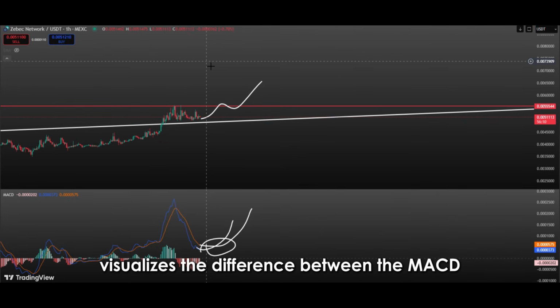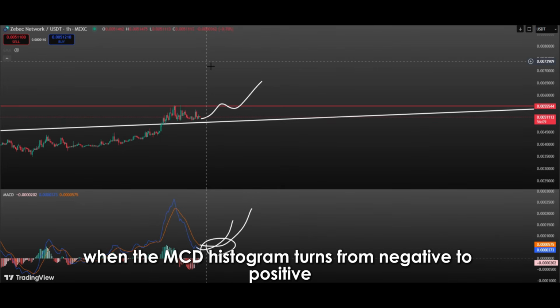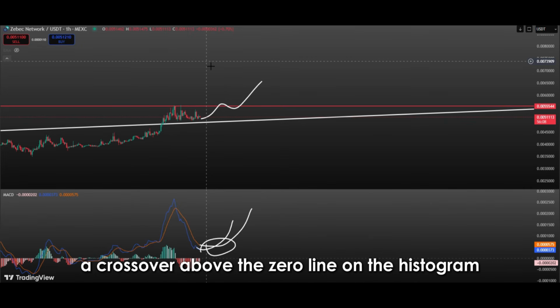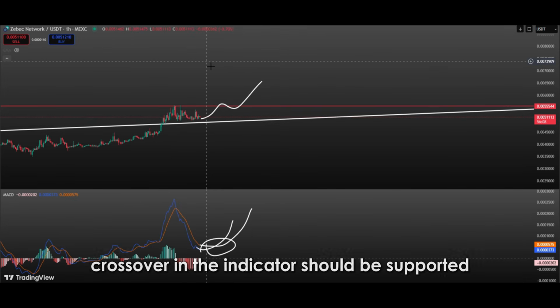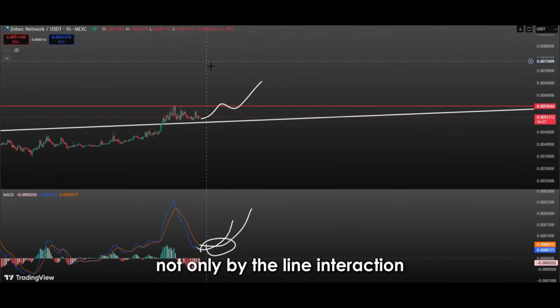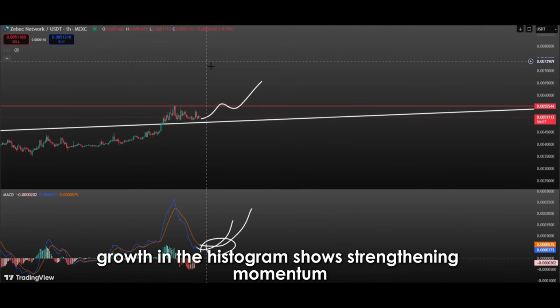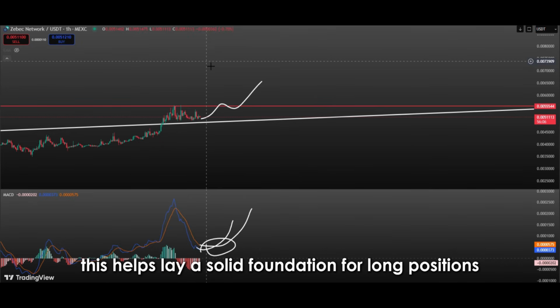The histogram visualizes the difference between the MACD line and the signal line. When the MACD histogram turns from negative to positive before the crossover, it confirms a change in momentum. A crossover above the zero line on the histogram signals that the price may enter an uptrend. Therefore, the upward MACD crossover in the indicator should be supported not only by the line interaction, but also by the behavior of the histogram. Growth in the histogram shows strengthening momentum and supports the upward movement in the market. This helps lay a solid foundation for long positions.